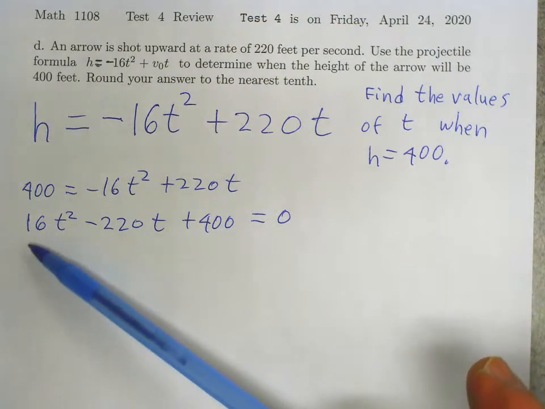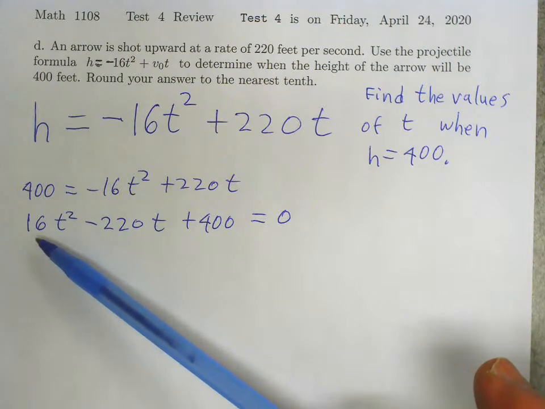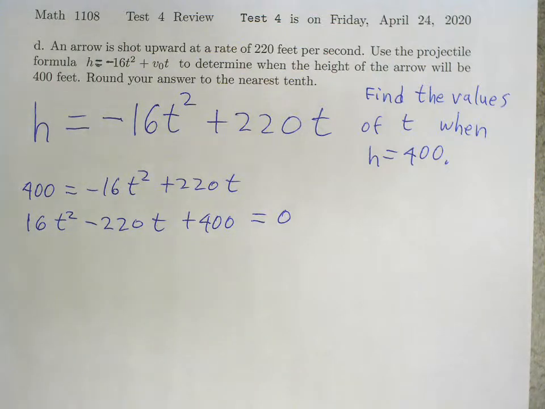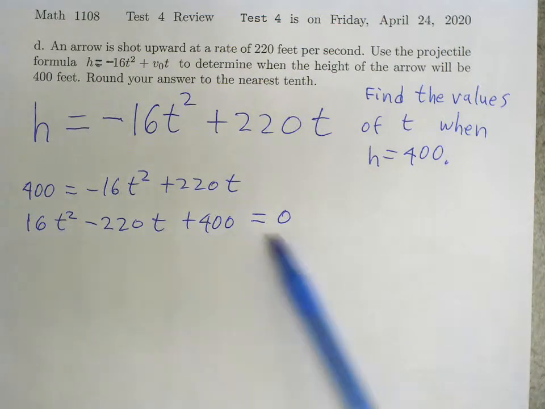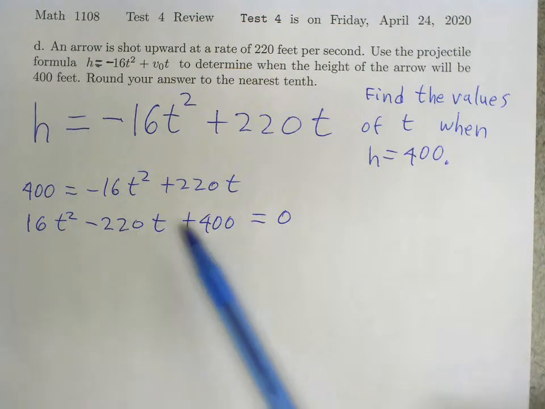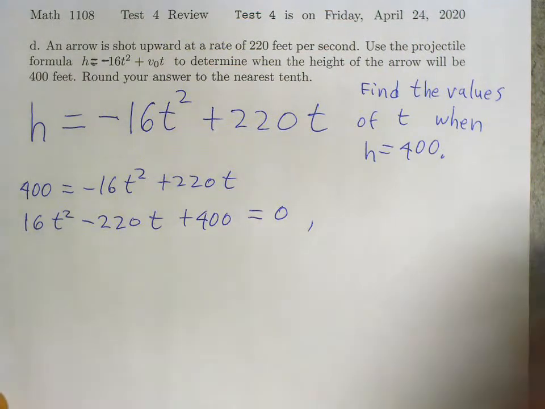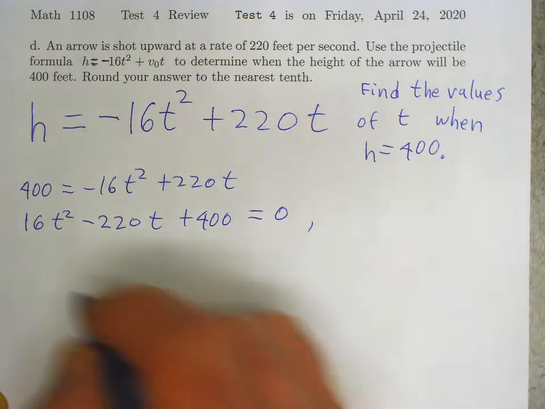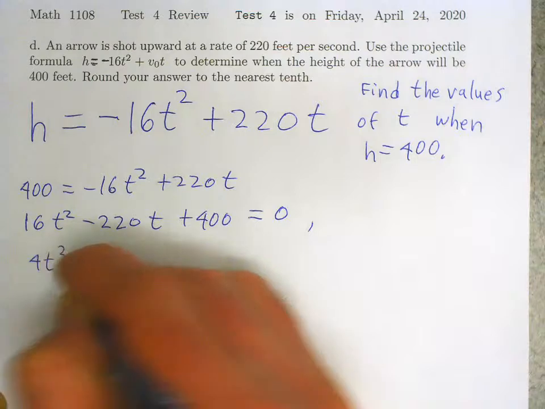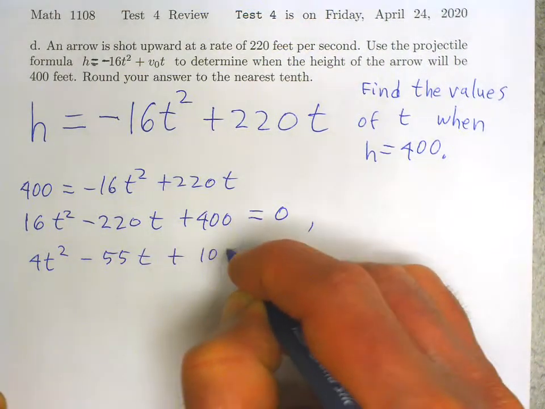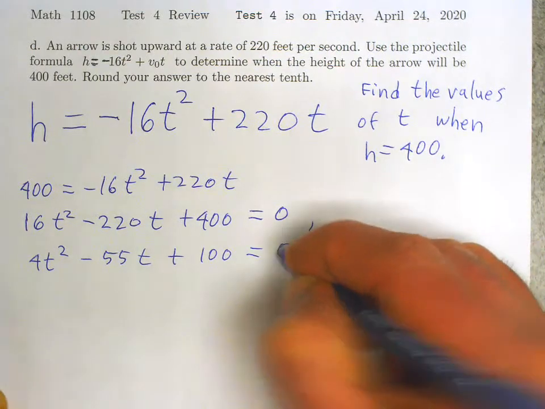But I want to pare it down a little bit because I note that 16, negative 220, and 400 have a greatest common factor of 4. So I can get rid of some of the clutter that's in the way if I divide every term on both sides by 4. So I'm going to do that. Divide every term on both sides by 4. We'll get 4t to the second minus 55t plus 100, and 0 divided by 4 is 0.